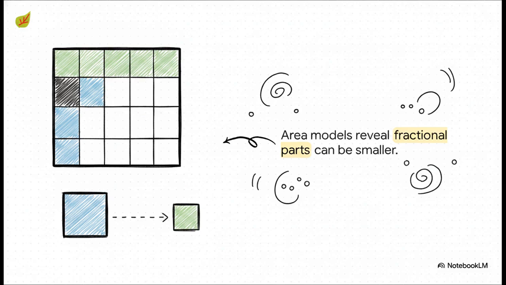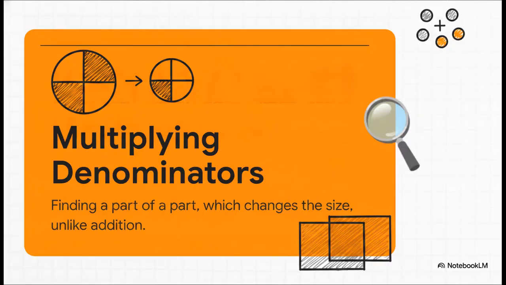By clearly defining exactly why denominators change here, but not in addition, we eliminate the blind memorization of just multiply both the top and the bottom. Listen to this. In addition, we're just counting parts, so the part size stays the exact same. But in multiplication, we're taking a part of a part, so the actual size of the pieces changes. Making this specific distinction explicit clears up so much confusion.